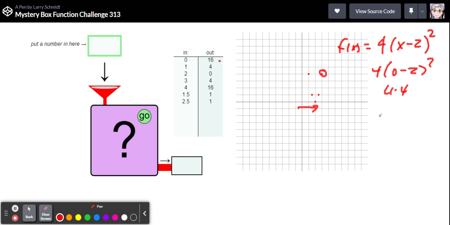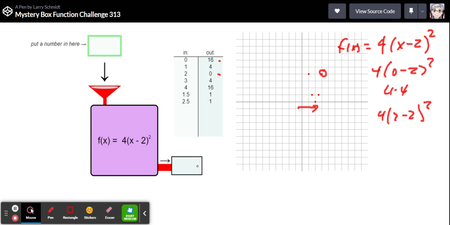If I put in a 2, I get 4 times 2 minus 2 squared. Well, that's 0. The whole thing is going to come out to 0, and we've got 0 there. So I think we've nailed this quadratic. Let's go ahead and take a look. Yep, 4 times x minus 2 quantity squared, and let's graph that as well. Yeah, beautiful narrow parabola, just moved over to the right from the origin.